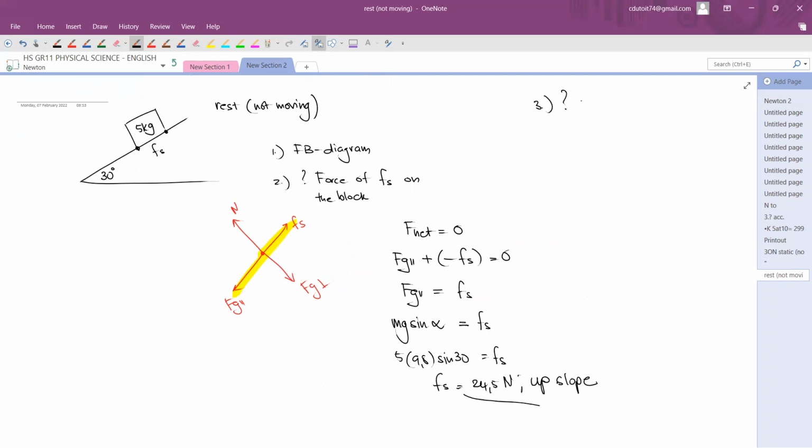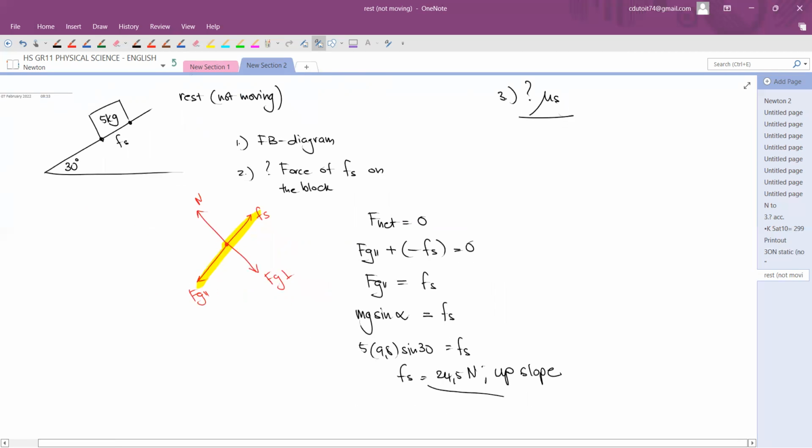Okay, difficult question number 3. What is the coefficient of static friction? There are 2 ways of doing it. Easy peasy way and a difficult one. See what you can do there. Remember, this chapter, or the method they want you to use, is all about reading your free body diagram and working from there.